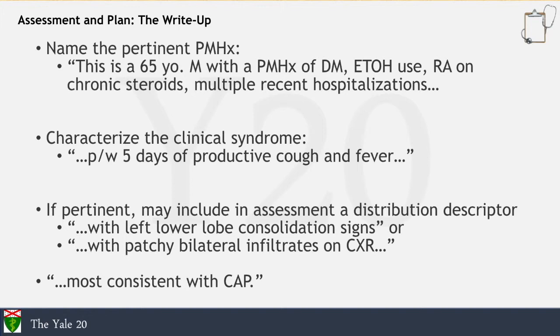And you can see how already with that information given, your audience is going to have certain organisms and management choices coming to mind. Then you characterize the clinical syndrome like always, presenting with 5 days of productive cough and fever. And you can include words to assess the distribution. So is it lobar, multilobar, diffuse, and which lobes? Then you want to conclude the one-liner with your top diagnosis. Most consistent with community-acquired pneumonia.